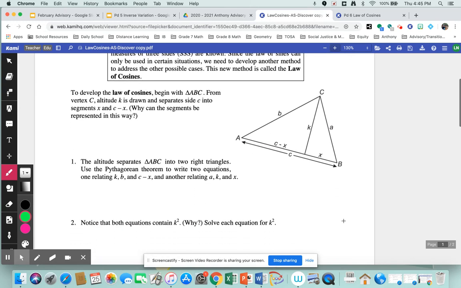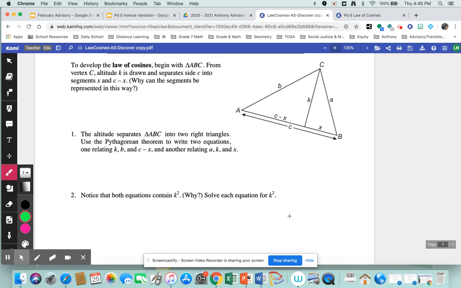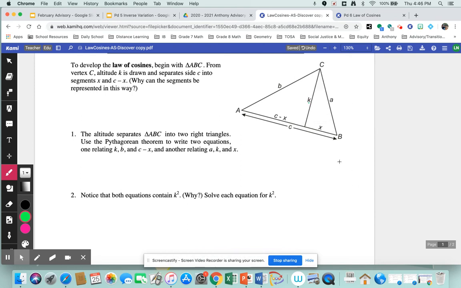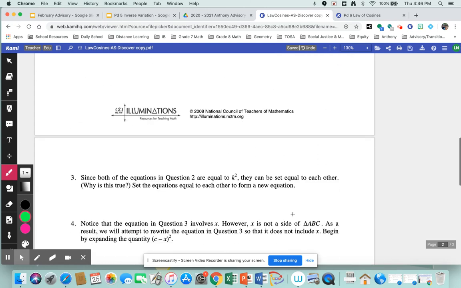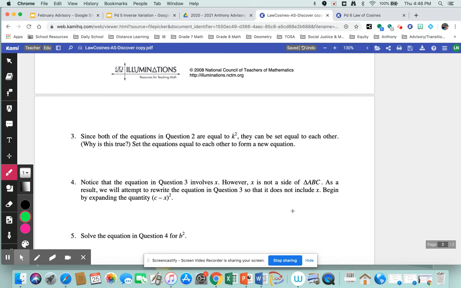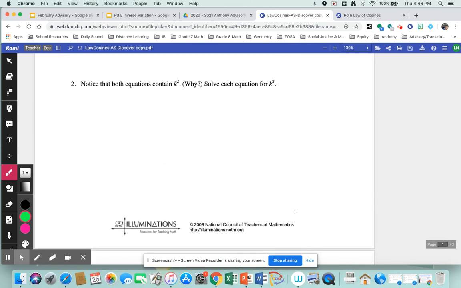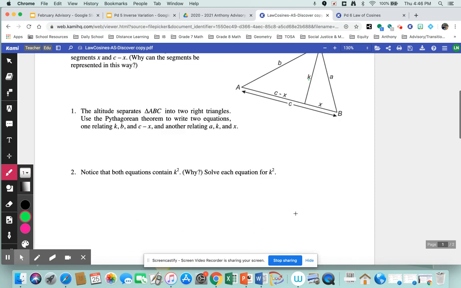It goes through and gives you some steps in here. It first talks about, remember, the altitude is going to be this line here, line K, all right? And it's talking about how the altitude is separating the triangle into two triangles. It gives you the steps, so you're going to be using the Pythagorean theorem. The one thing I want you to be careful with, I believe on one of the steps it asks you to expand like a binomial when you multiply it. I think it's step 3. So I want you to be careful on that, okay?